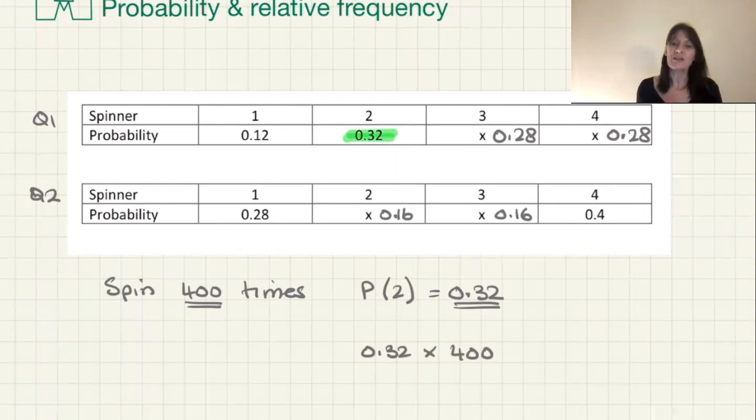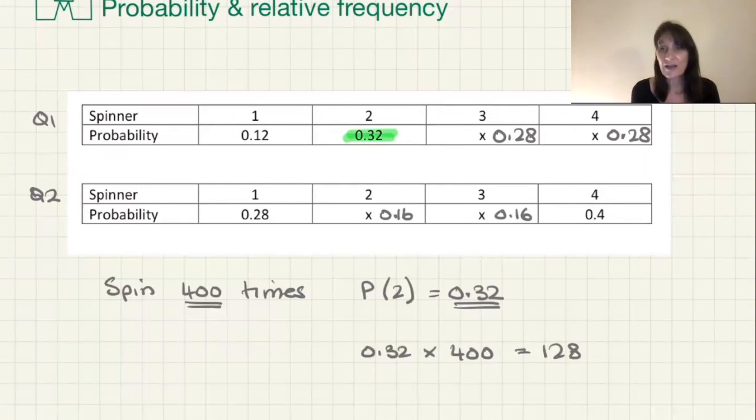If it was a fraction like a third, I'd want a third of that 400. If it was a half, I'd want a half of that 400. It's a decimal. I want 0.32 of that 400. And of means times in maths, which is why we're using the times operation. And then you literally just pop that straight into your calculator and you get the answer 128.